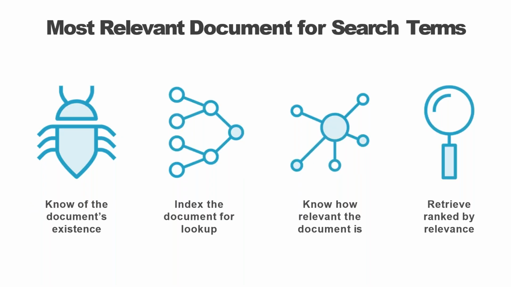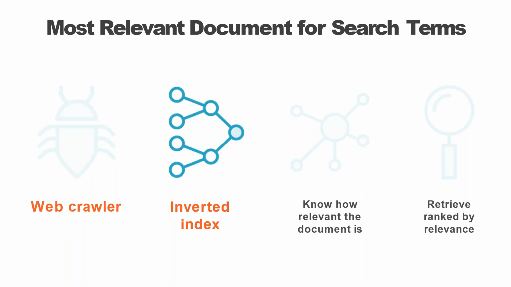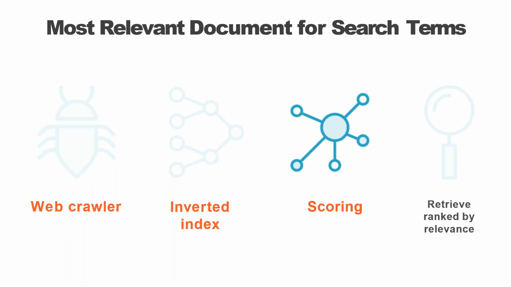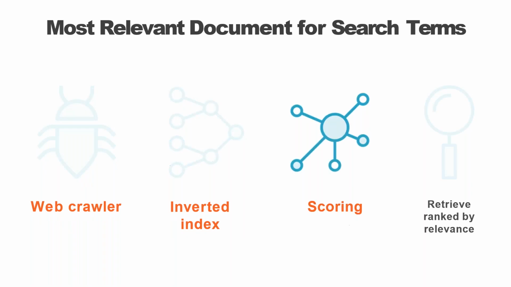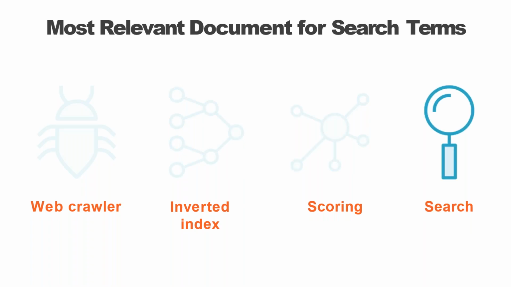Knowing of the document's existence is primarily done by a crawler. Indexing the document for lookup is done by an inverted index. Knowing how relevant the document is is done by scoring. And retrieving ranked by relevance is done by the search engine. So these are the 4 steps: crawling, inverted index, scoring, search. Again, these are the ways to find the most relevant document for the search term.